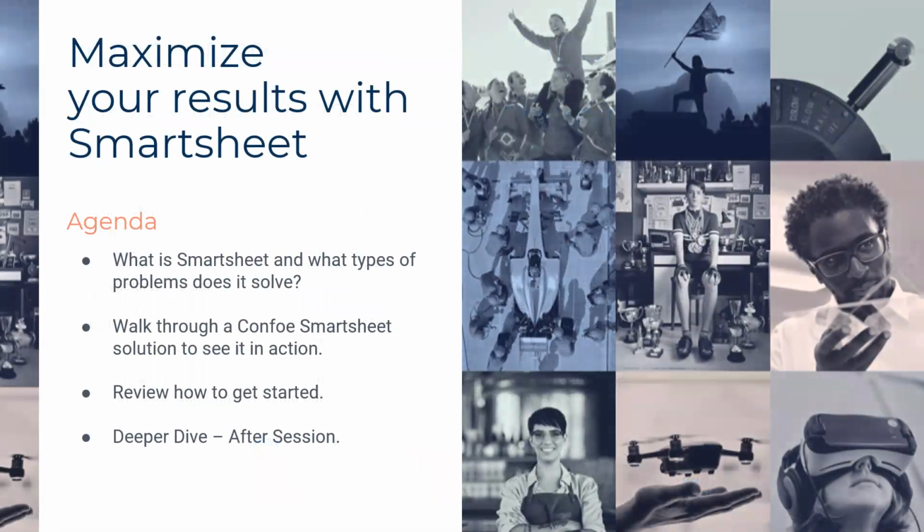The agenda for today is as follows. We're going to talk a little bit about what Smartsheet is and how you can use it. We'll walk through a Confo Smartsheet solution, a real solution, and see it in action. And then we'll review how to get started. I'll try to keep it under 30 minutes because I know this is lunch hour for some of you folks. And then I'll stay on and we can do a deeper dive in an after session where we can explore in more detail, or I can show you some more examples. So as we go through, hold your questions, and we'll address those all at the end.